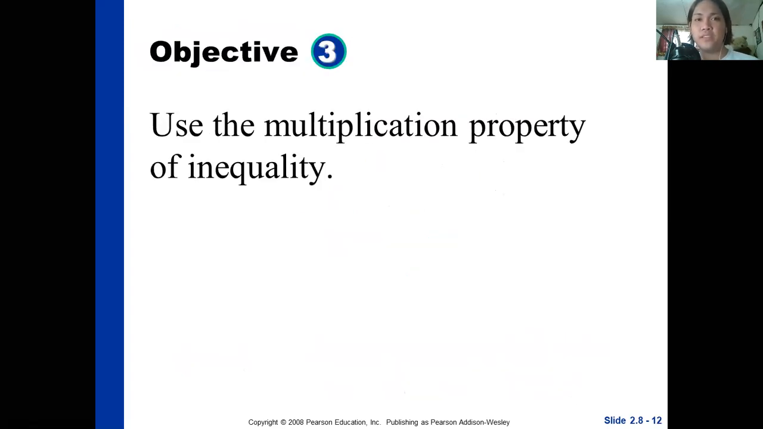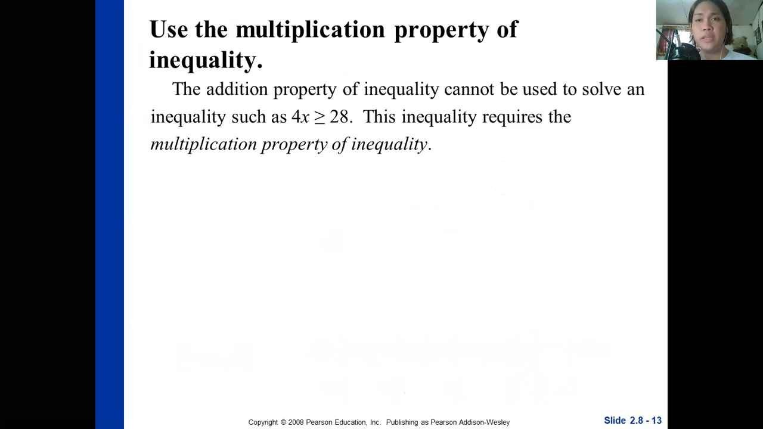And also, of course, the next objective that we have for this video discussion is about using the multiplication property of inequality. So let's have a review. The addition property of inequality cannot be used to solve an inequality such as 4x greater than or equal to 28. So this inequality requires the multiplication property of inequality.